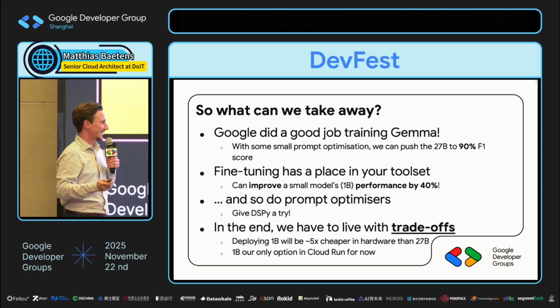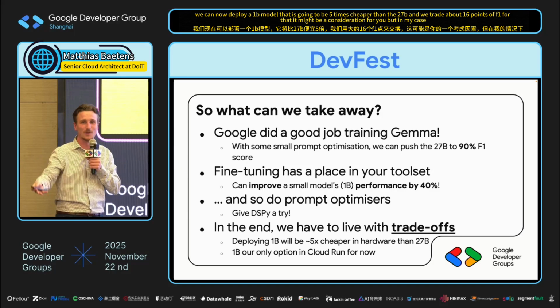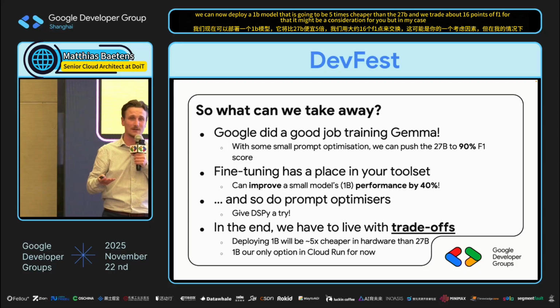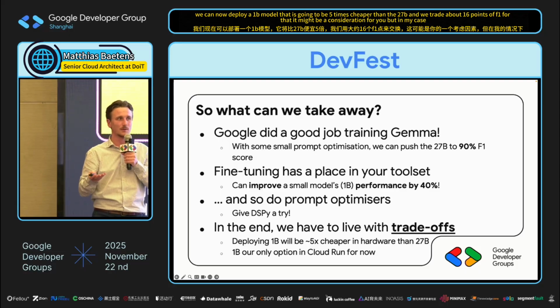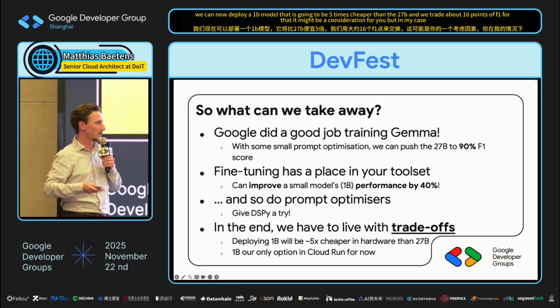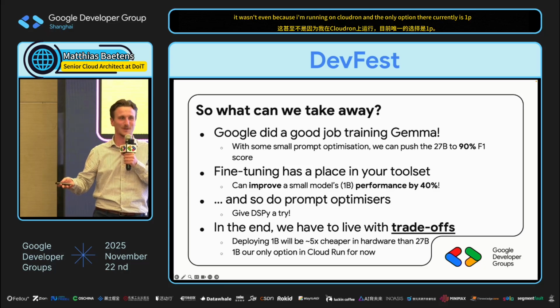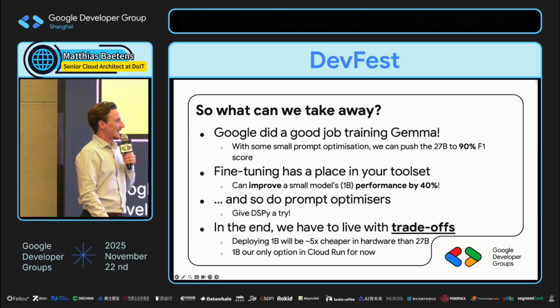And yeah, in the end, it's all trade-offs, right? We can now deploy a 1B model that is going to be 5 times cheaper than the 27B, and we trade about 16 points of F1 for that. It might be a consideration for you, but in my case it wasn't, even because I'm running on Cloud Run and the only option there currently is 1B. And that's it.